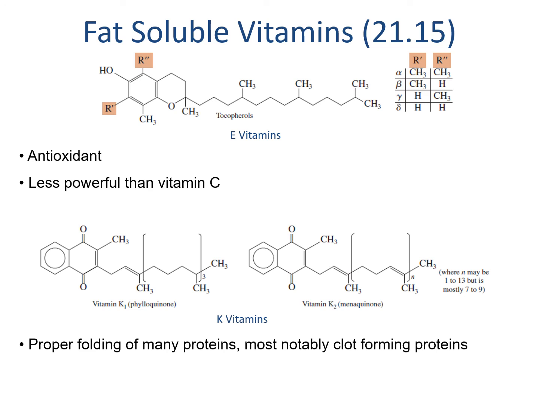The last 2 fat-soluble vitamins are the E vitamins and the K vitamins. The E vitamins function as antioxidants, much like vitamin C. However, the E vitamins are much less powerful as antioxidants than vitamin C, so vitamin C can actually take the oxidized form of the E vitamin and reduce it back, and then the E vitamin can turn around and reduce other things. That allows us to have much lower levels of E vitamins if we have a higher level of vitamin C.